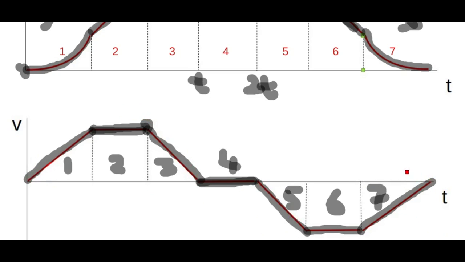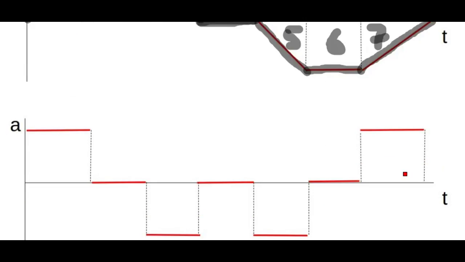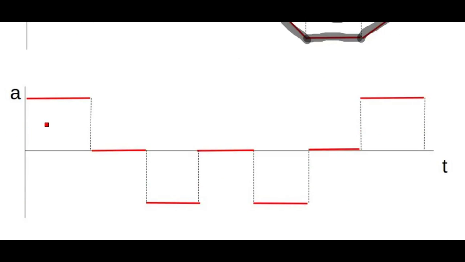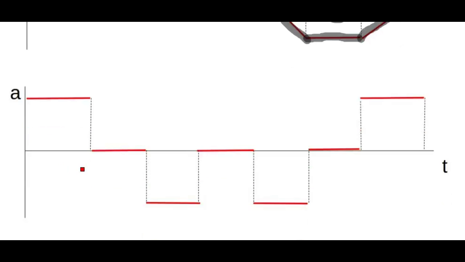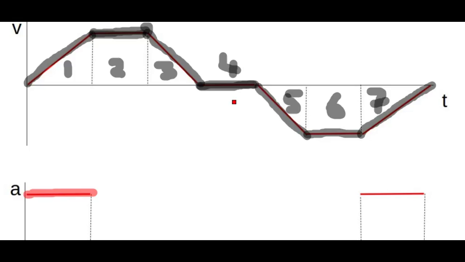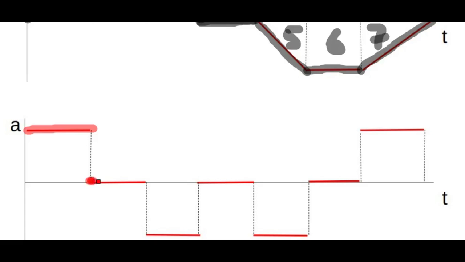Now let's move on to the acceleration versus time graph. We will keep the same names, regions 1, 2, 3, 4, 5, 6 and 7. In the velocity versus time graph, we see that it is a linear line, positive, upward. So that gives us a positive slope. Therefore you have a positive line in your acceleration versus time graph, a positive line like this. Region 2, there is no slope, slope is 0, therefore you have a 0 line like that.